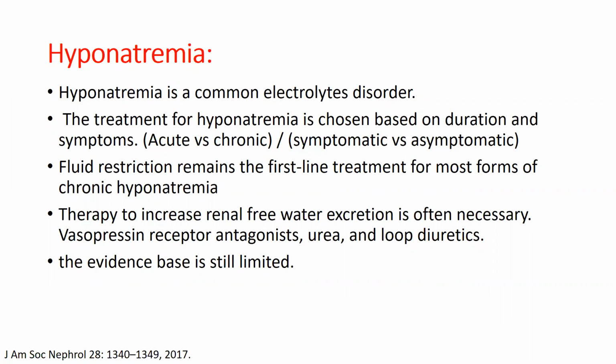Usually treatment of hyponatremia depends on a few things: acute versus chronic, symptomatic versus asymptomatic. Until now, fluid restriction is the first line to treat chronic hyponatremia, but it doesn't always work. In the last few years, they found there are a few medications that can also be used, like tolvaptan, urea, and loop diuretics. You can also use hypertonic fluid for sure. And all this depends on the case, since the evidence is still really limited.